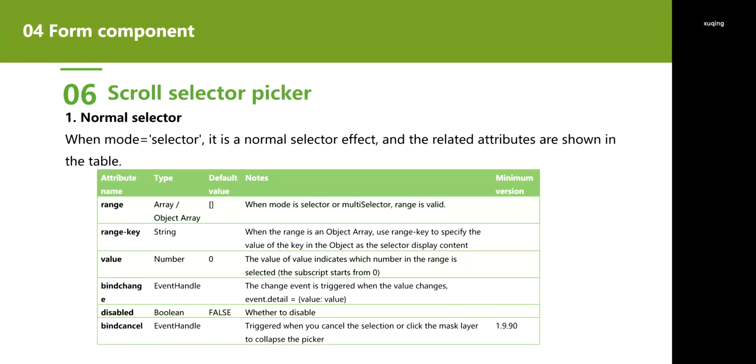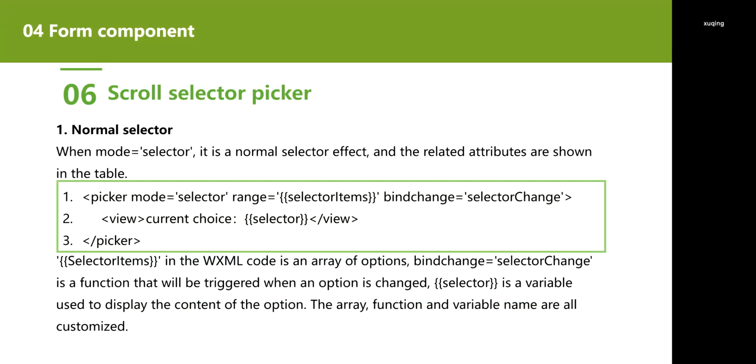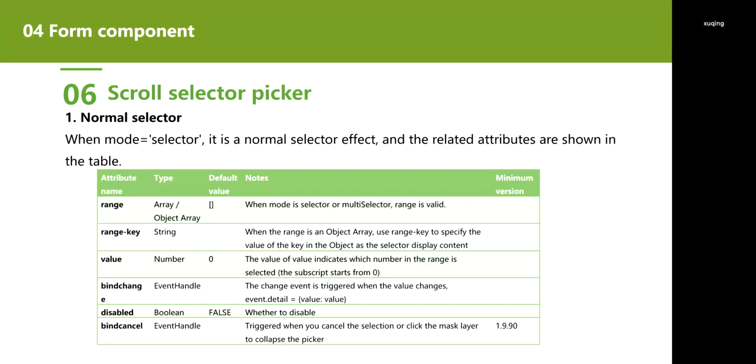We have the attribute disabled, which is a Boolean attribute, and it is to see whether to disable or not. And we have the attribute bind cancel. It is triggered when we cancel the selection or click the mask layer to collapse the picker. We'll see these different types of pickers in detail.